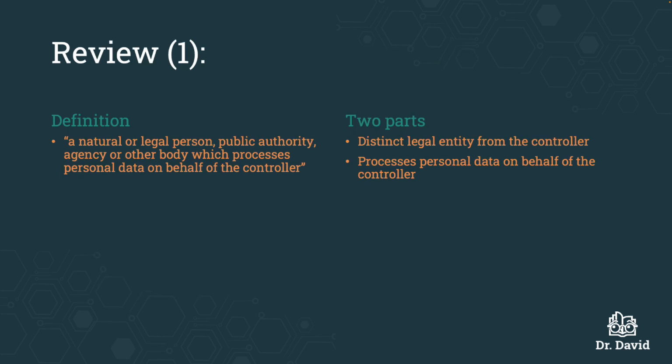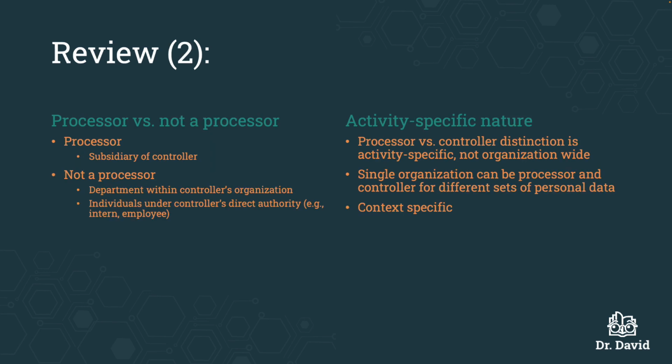In this lecture, we went over data processor. Remember, a data processor is a natural or legal person, public authority, agency, or other body which processes personal data on behalf of the controller. There are two parts to this definition. Remember, a processor is a distinct legal entity from the controller, and they process personal data on behalf of the controller. A processor may be a subsidiary of a controller. However, it cannot be a department within the controller's organization, and it cannot be individuals under the controller's direct authority, such as an intern or an employee.